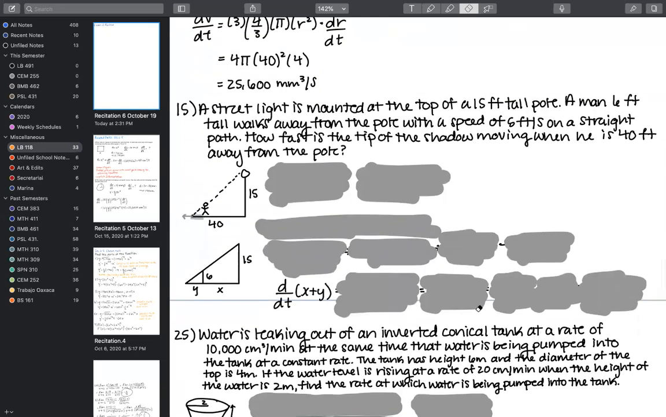So number 15, a street light is mounted at the top of a 15-foot tall pole. A man 6 feet tall walks away from the pole with a speed of 5 feet per second on a straight path.